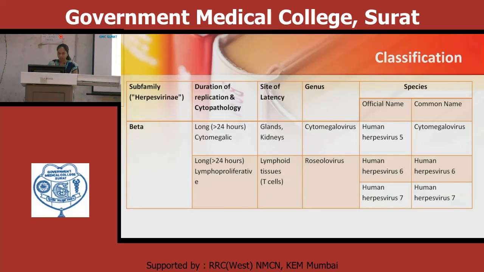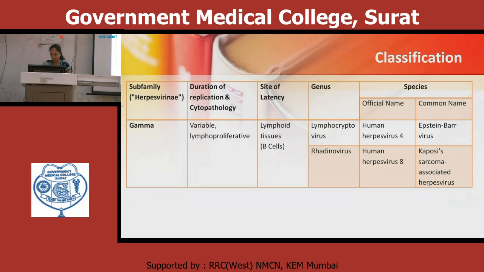Now, the beta subfamily. Duration of replication is long, 24 hours or greater, and cytopathology is cytomegalic. Site of latency is glands of different types and kidney, and the genus is cytomegalovirus. The official name of this species is human herpes virus 5, and the common name is cytomegalovirus. Another genus has long duration, greater than 24 hours, lymphoproliferative cytopathology, and site of latency in lymphoid tissue, T cells. Genus is Roseolovirus. The species is human herpes virus 6, common name human herpes virus 6, and 7 is also called human herpes virus 7.